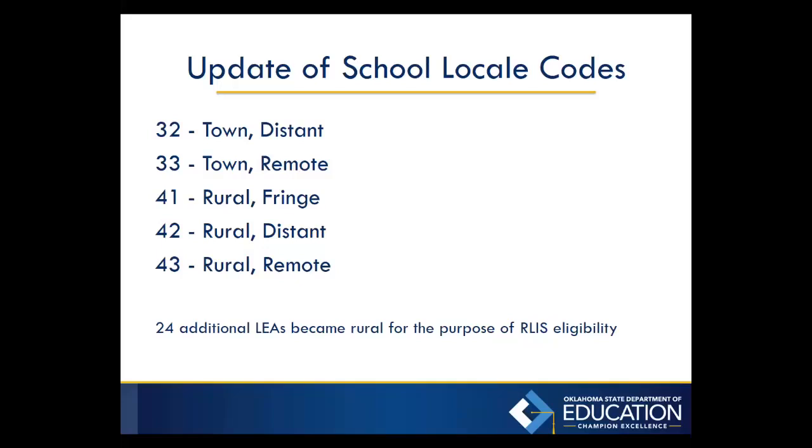by describing where the school is located, ranging from a town that is distant or remote, or a rural area that is on the fringe, distant, or remote. There are now 24 additional LEAs that are defined as rural for the purposes of RLIS eligibility.